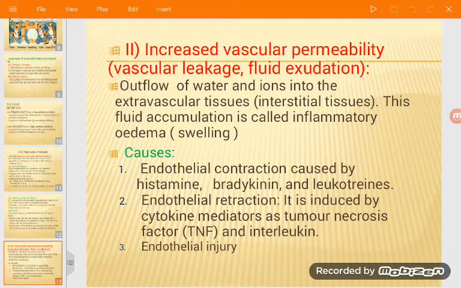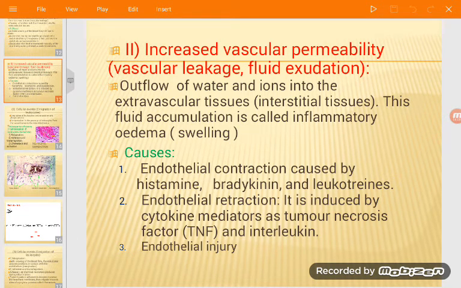First, endothelial contraction. This endothelial contraction is due mainly to histamine and bradykinin, and leukotrienes. This will be a transient contraction of contractile proteins. Then endothelial retraction is induced mainly by tumor necrosis factor and interleukin-1, and this retraction will be more prolonged, and includes remodeling of some cytoskeleton proteins, which leads to retraction of the endothelial cell.